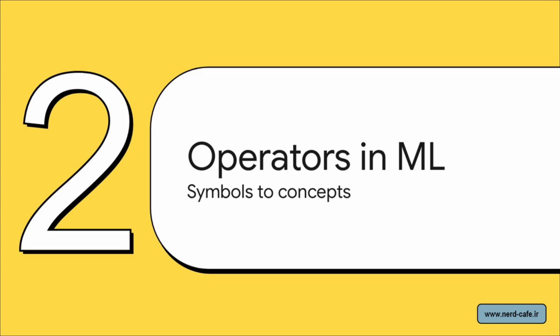Okay, so we've got our tools. Now for the really cool part. We're going to see how each of these simple symbols gets a really important job inside a machine learning model. This is where basic math starts to look a whole lot like intelligence.